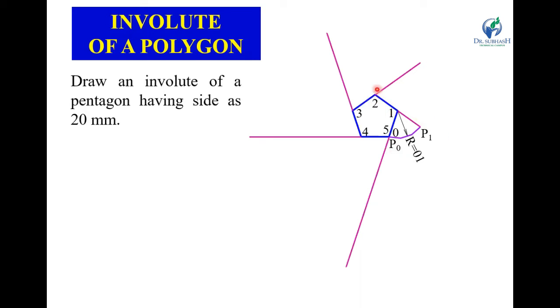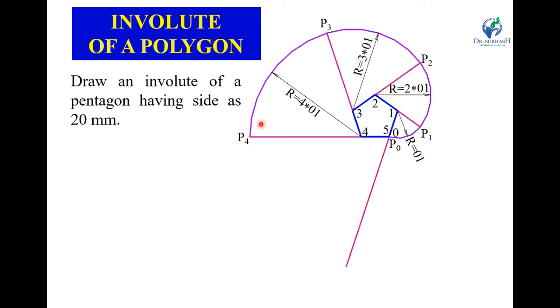Now take 2 as a center, radius equal to 2 into 0-1, and draw an arc. You will get the point P2 here. Now 3 as a center, radius equal to 3 into 0-1, or you can say 60 mm, and you will get the point P3. Similarly, 4 as a center, radius equal to 4 into 0-1, and you will get the point P4. Now 5 as a center, radius equal to 5 into 0-1, or you can say 100 mm. So you will get the point P5.